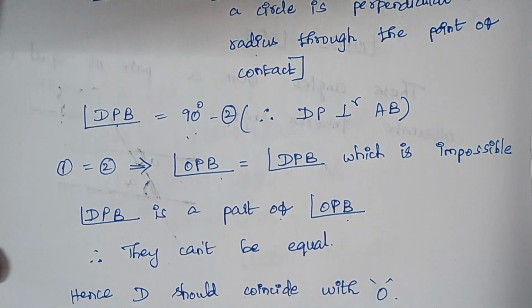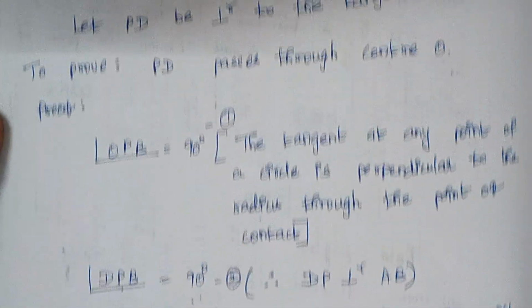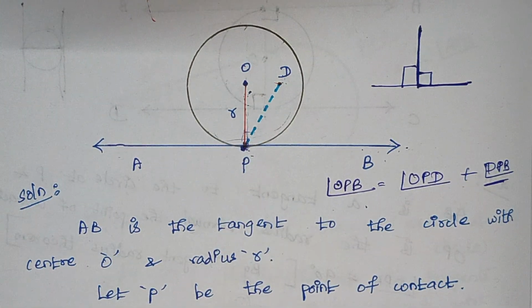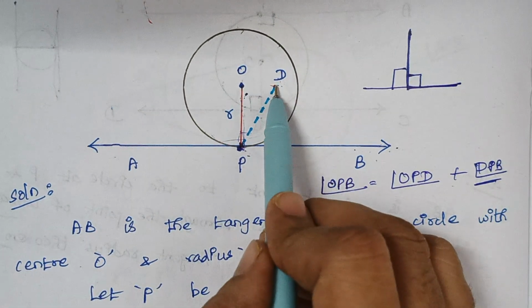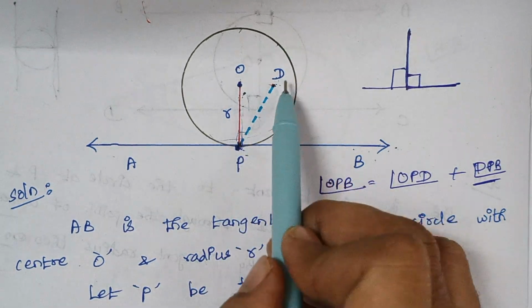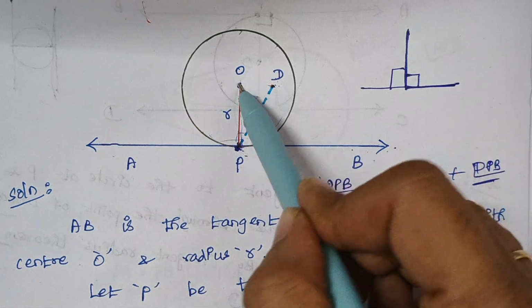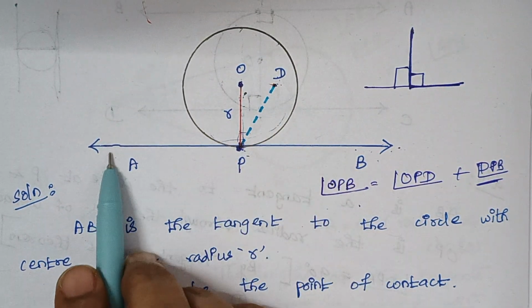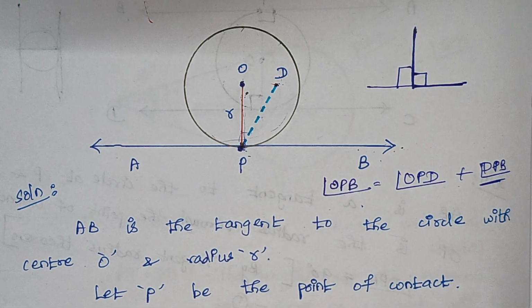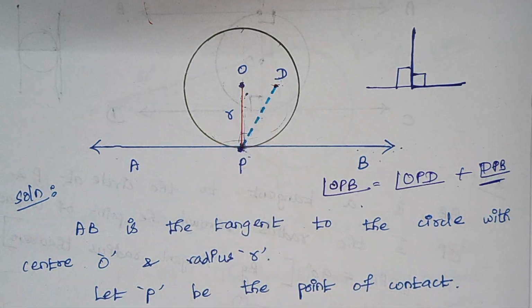So the only way is D should coincide with O. That is, in order to be perpendicular to this tangent, this D should coincide with O. That is, this point should be moved over here. This is the only way to make this line DP perpendicular to AB. That is the only thing. We have to move this point D to the point O.